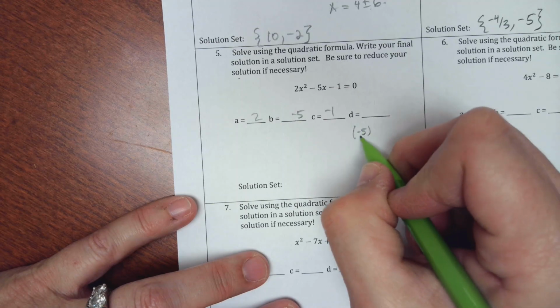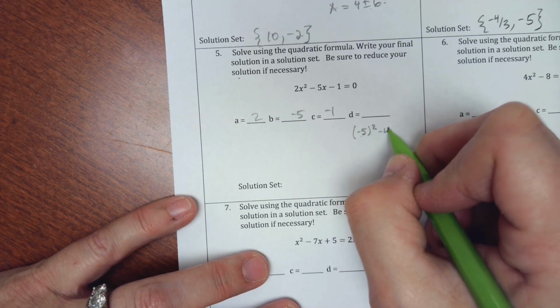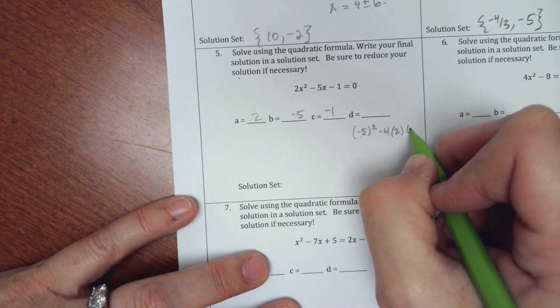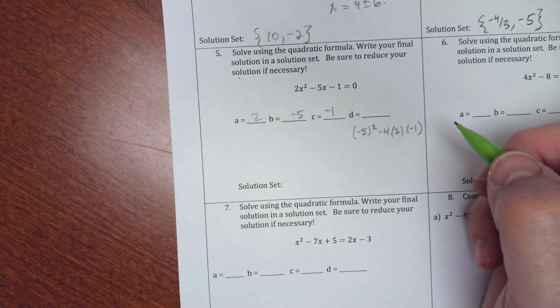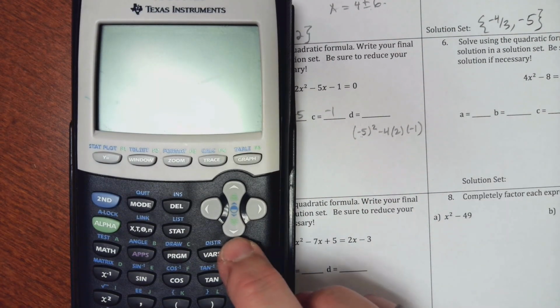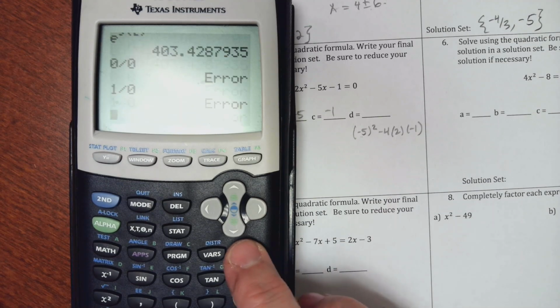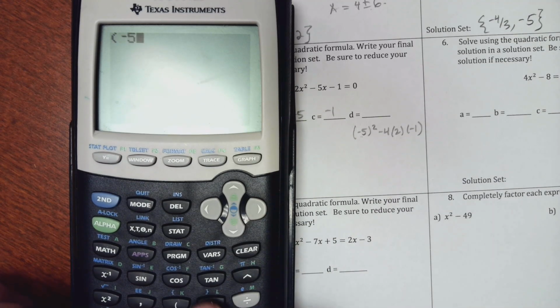My discriminant is b squared, so that thing. So negative 5, you always have to put parentheses, squared, minus 4 times a is 2, and c is negative 1. So we're just going to put that in our calculator. So we got parentheses, negative 5 squared minus 4 times 2 times negative 1. Okay, so 33.